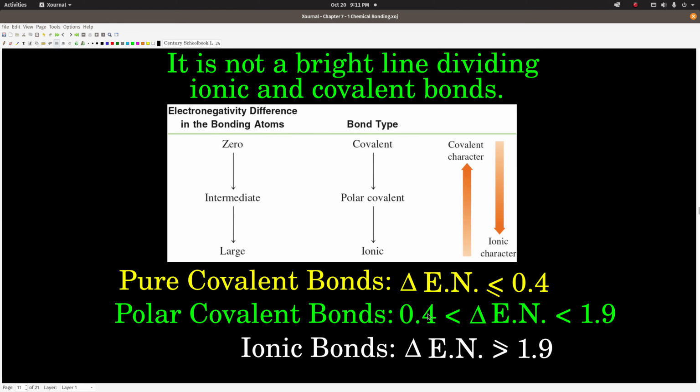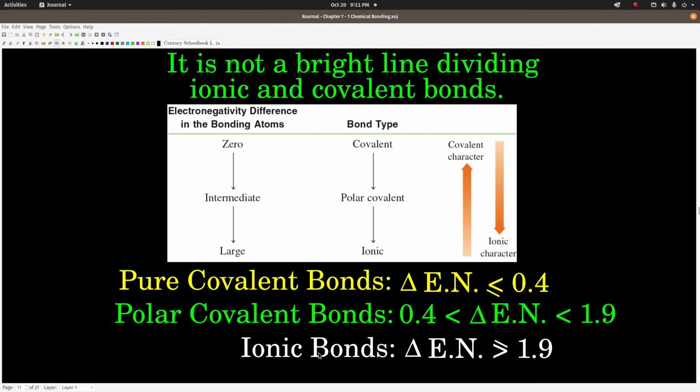But if the difference in electronegativity between the two elements in that bond is bigger than 0.4 but less than 1.9, we're going to name that bond a polar covalent bond. What that means is that it's still a covalent bond, it's not ionic yet, but the electrons are shifted enough towards the more electronegative element that we actually have a negative region on the more electronegative element and a positive region on the less electronegative element.